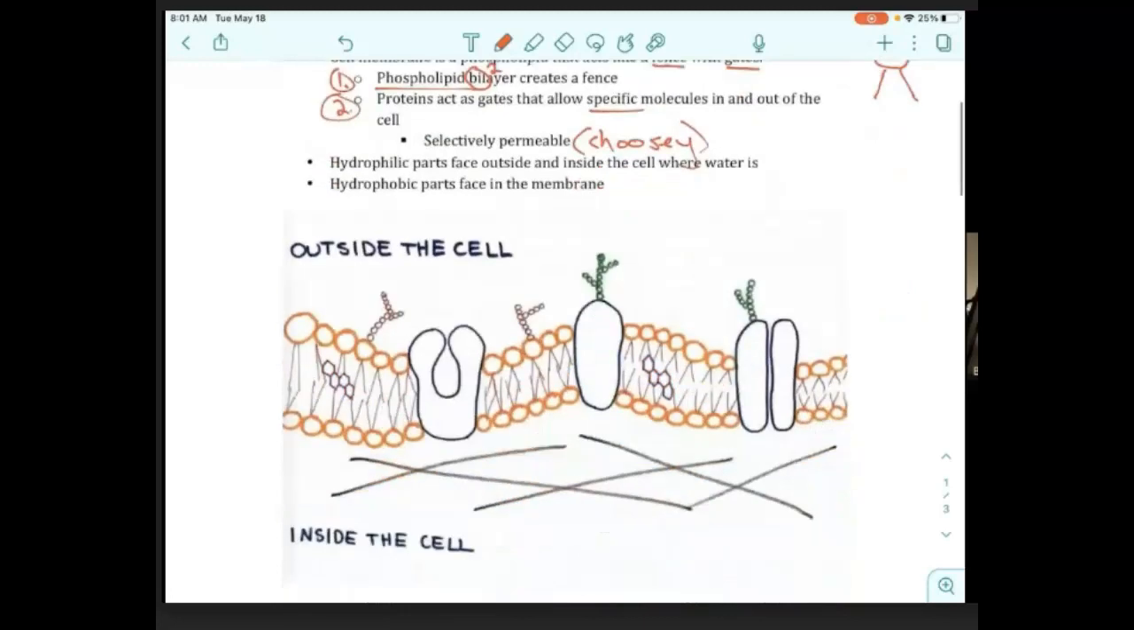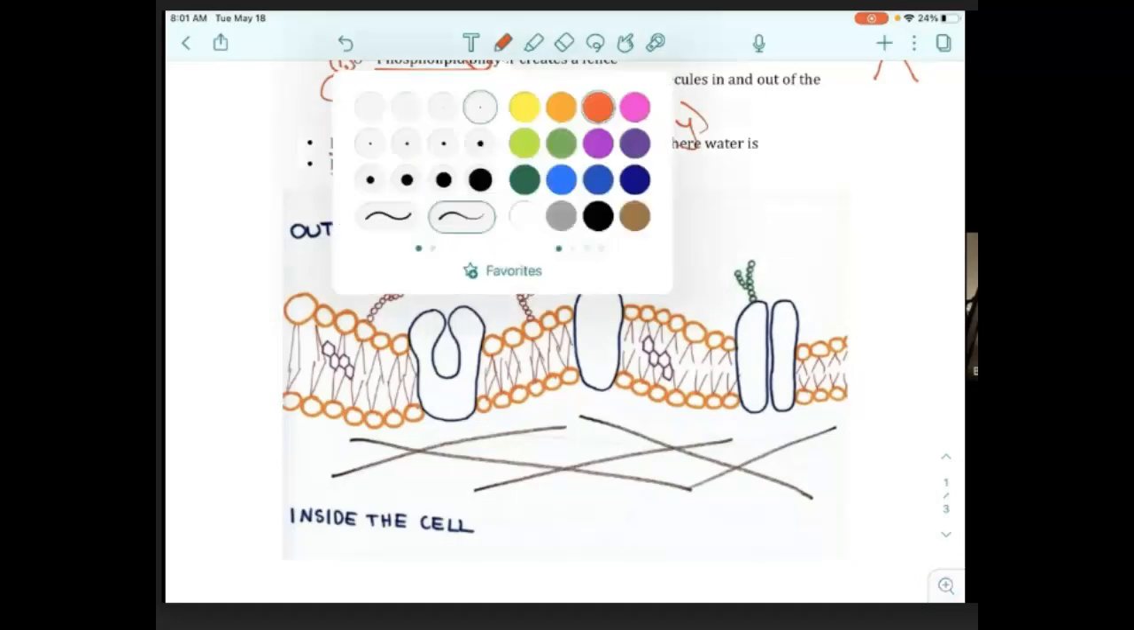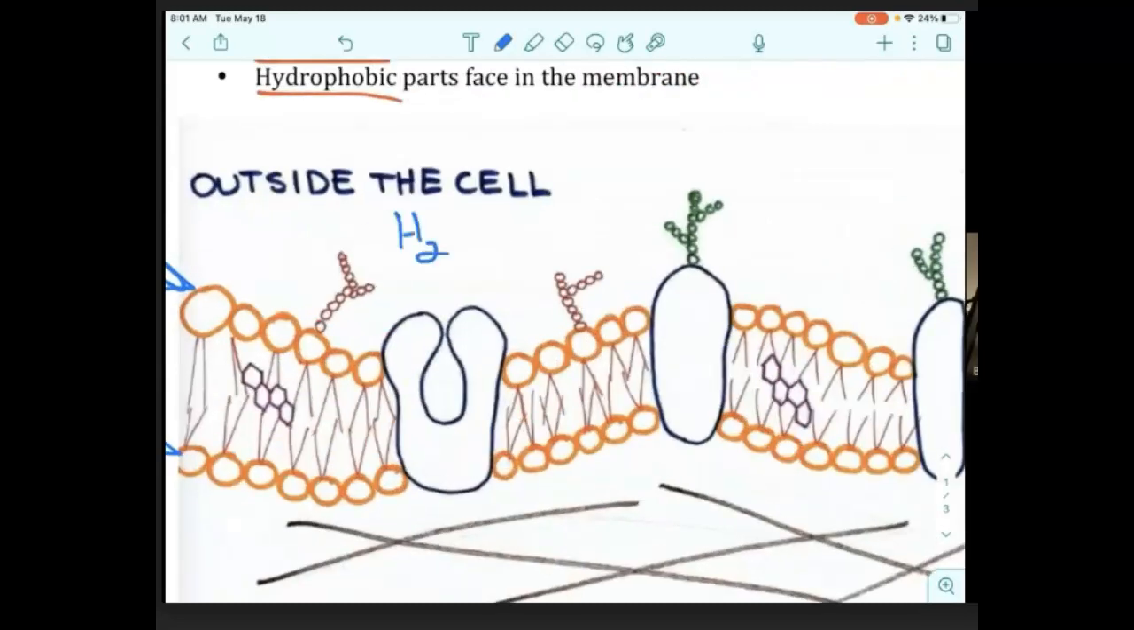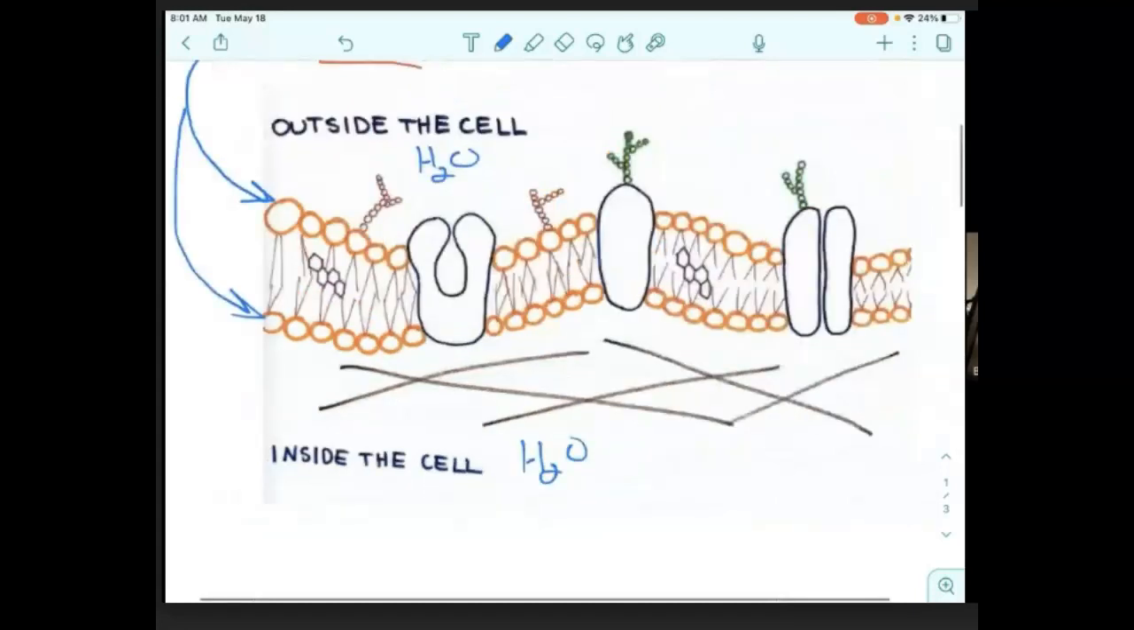Okay, let's go down to our diagram here, and let's use the two words hydrophilic and hydrophobic. Remember, hydrophilic likes water, hydrophobic doesn't. It's afraid of water. So let's take, I'm going to change my color here. Let's take those and let's label. The hydrophilic part would be this part and this part, right? The circle parts are hydrophilic because what's outside of the cell? Well, outside the cell is lots of water. And what's inside the cell? Well, even more water, right? So those parts like to face the water.